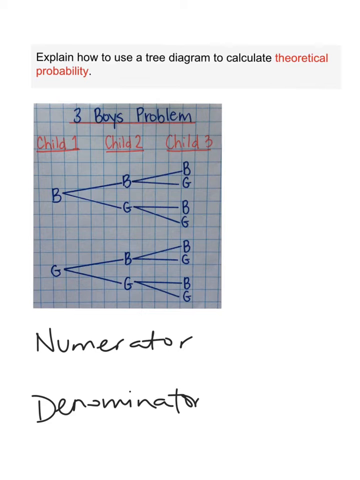Well, what I do, so let's just color code this. So let's work with our numerator being yellow. So the numerator is going to be my favorable event. So what it is that I'm looking for to happen. So in the three boys problem, it's the three boys. So my numerator becomes 1, and my numerator is my favorable event.